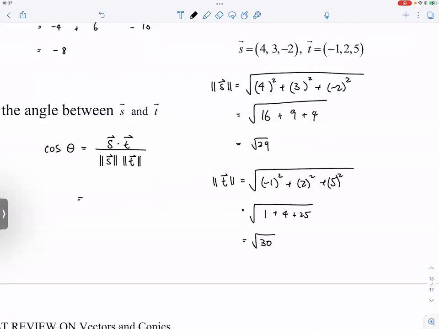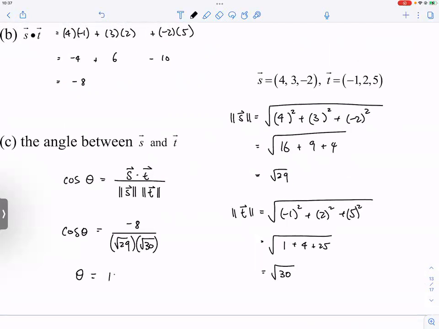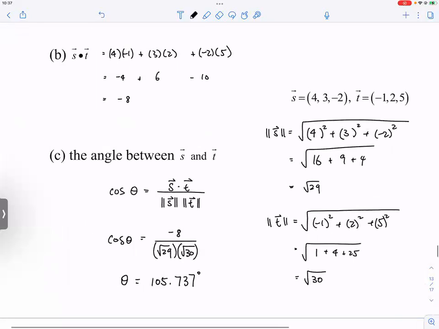So now we can just put in all the values that we found. So -8 over square root of 29 times square root of 30 is cosine theta. Okay. So then it's all calculated work. If you put it into your calculator, you should find a value of 105.737 degrees.